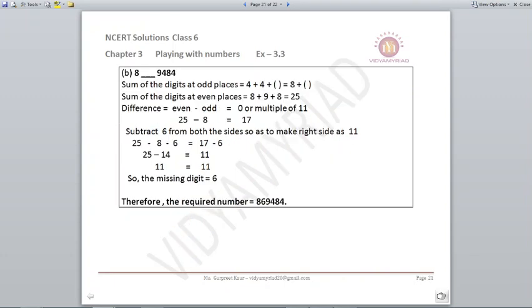Next is 8-9484. Now here the sum of odd places is 4 plus 4 plus dash, that is 8 plus dash, and the even places is 8 plus 9 plus 8, that is 25. What is the difference between the two? 25 minus 8 gives you 17. I want to make it divisible by 11, so I need to subtract 6 from both the sides. In that case, I will get my missing digit as 6. So the required number will become 869484.